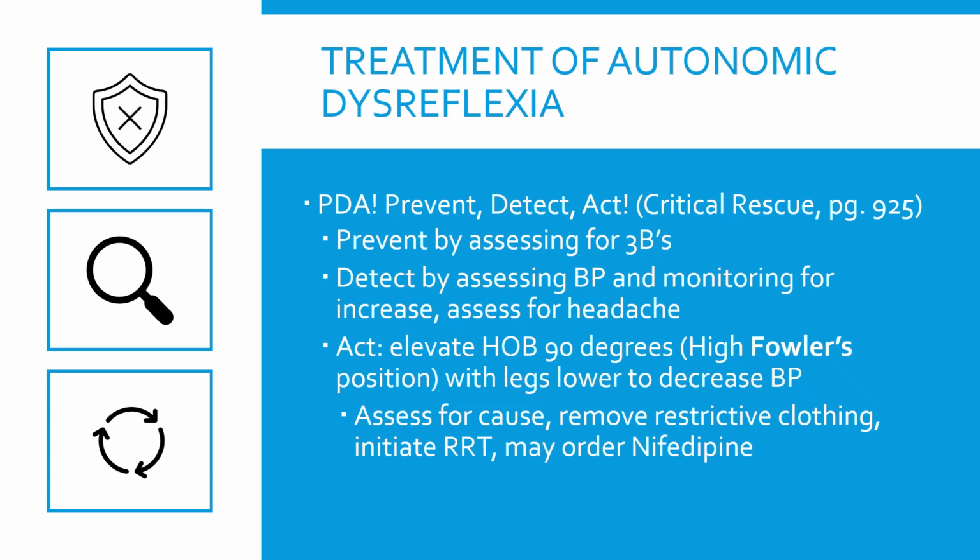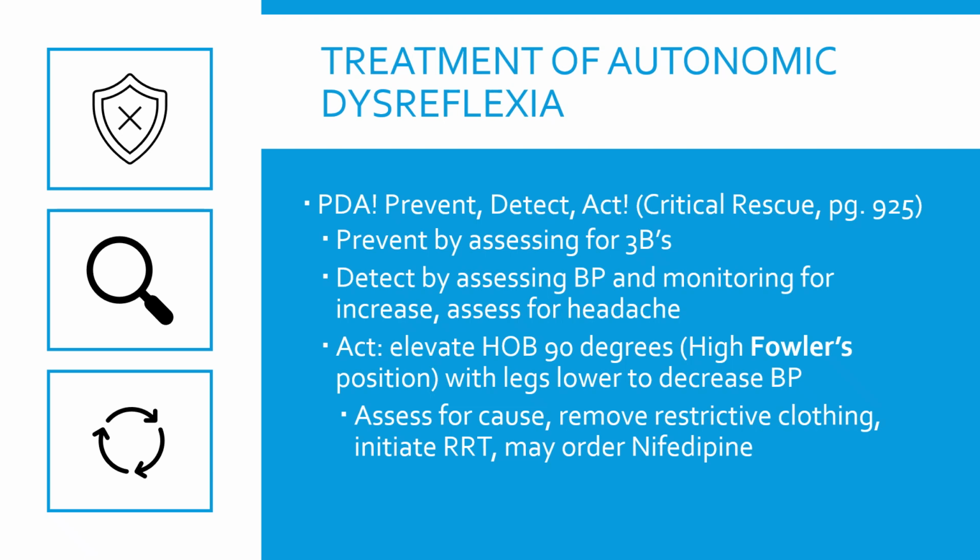You want to detect by assessing the blood pressure and monitor for any increase and assess for the presence of a headache. And then act. Elevate the head of bed 90 degrees to a high Fowler's position with the legs lower to decrease blood pressure. This is the first priority, to place the patient in a sitting position or return to a previous safe position. Then you want to assess for, remove, or manage the cause.